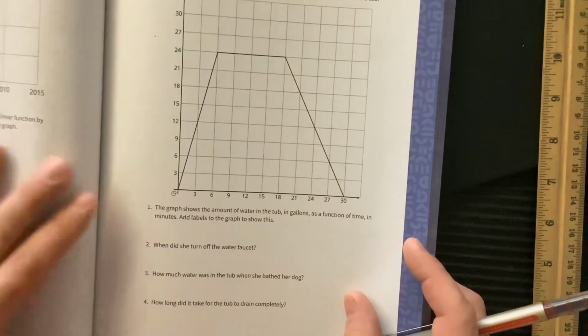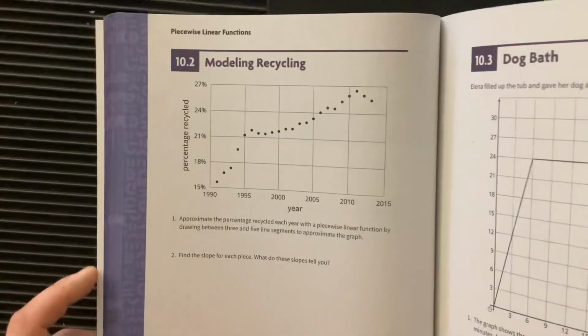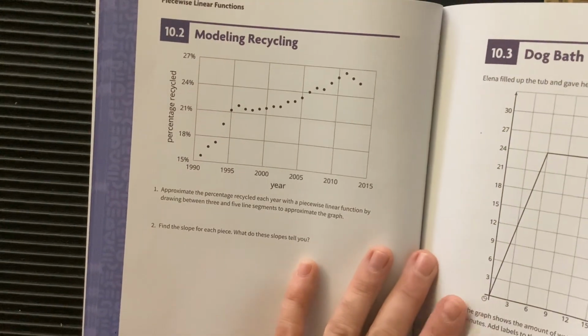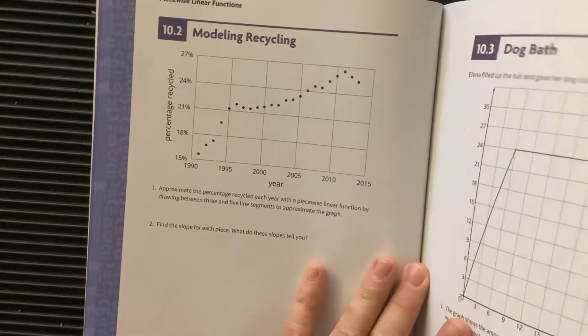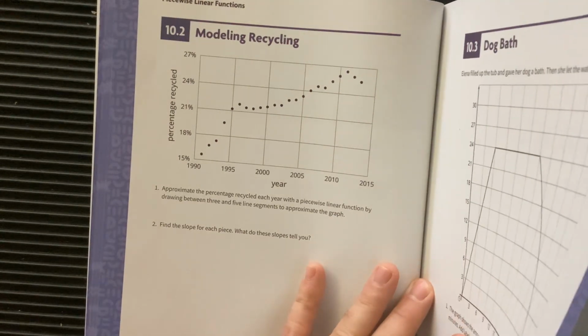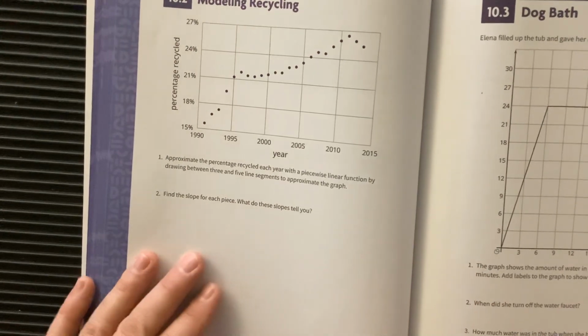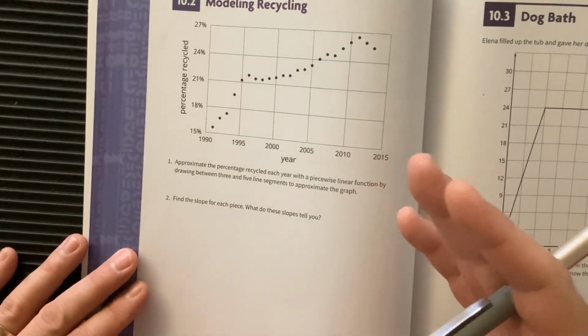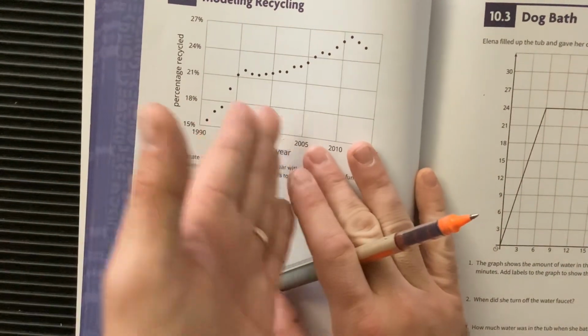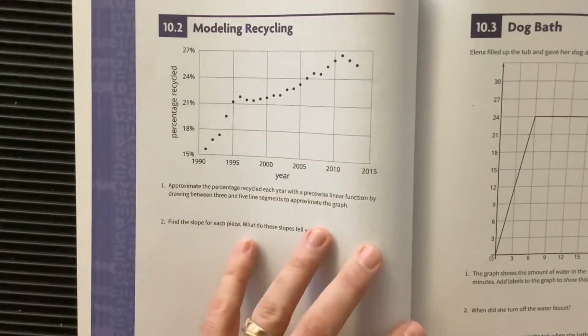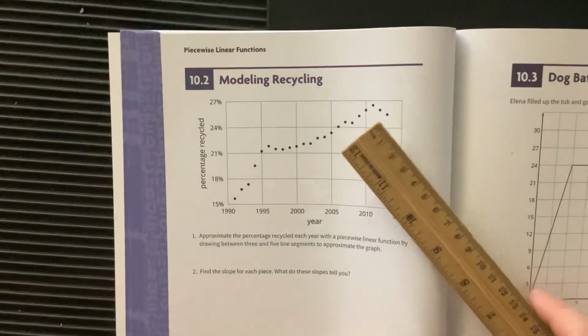But let's dive right into it here on page 86. It says approximate the percentage recycled each year with a piecewise linear function by drawing between 3 and 5 line segments to approximate the graph. Okay, so I need to decide now how many different pieces of this graph I should have. This is the same one we talked about yesterday.